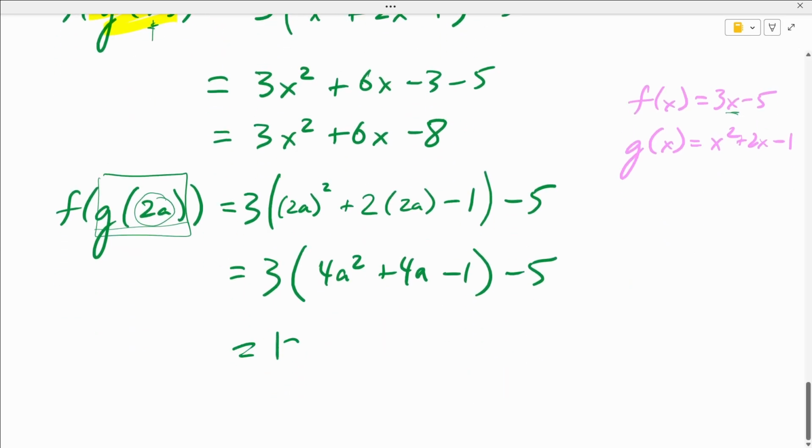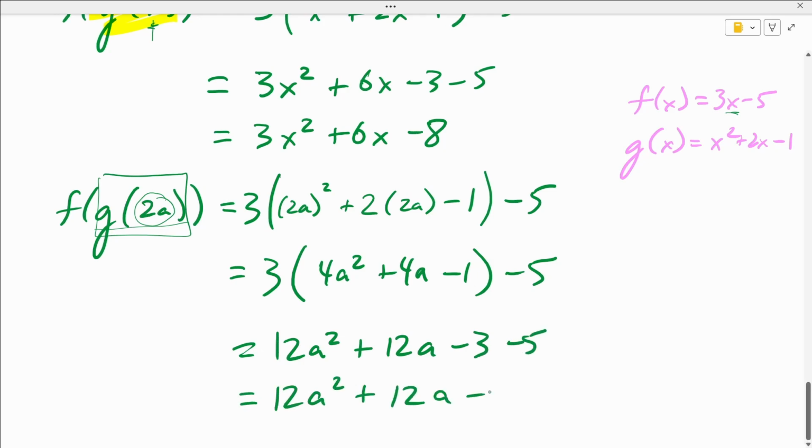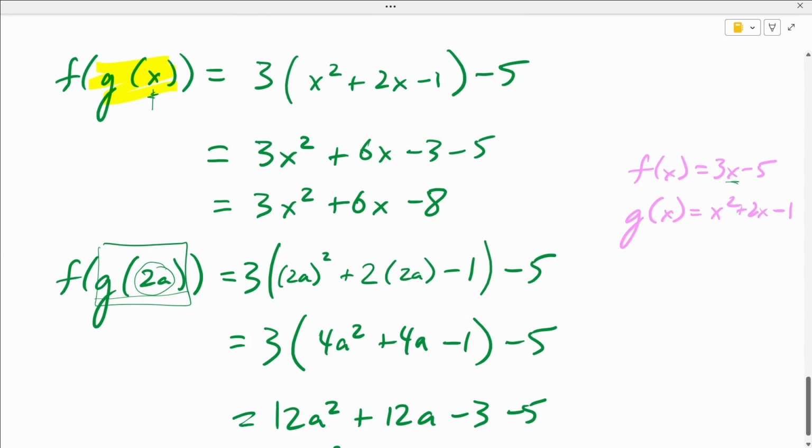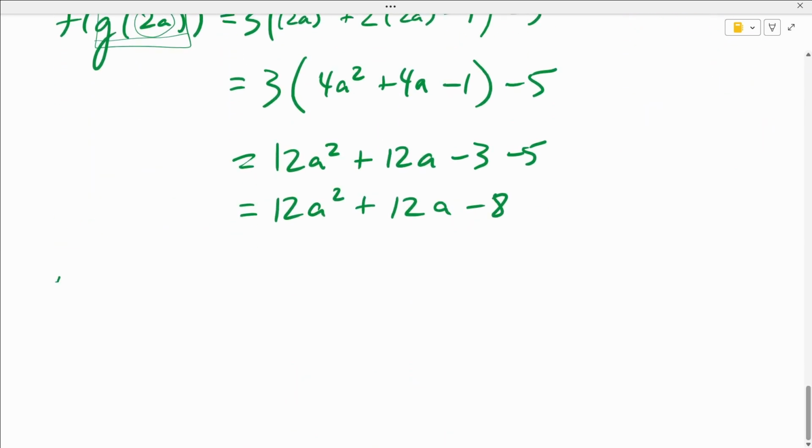Or in other words, 12a squared plus 12a minus 3 minus 5, or 12a squared plus 12a minus 8. Okay. What about, we had f of g of x, what about g of f of x? Does that change anything? Does changing the order here change the result?